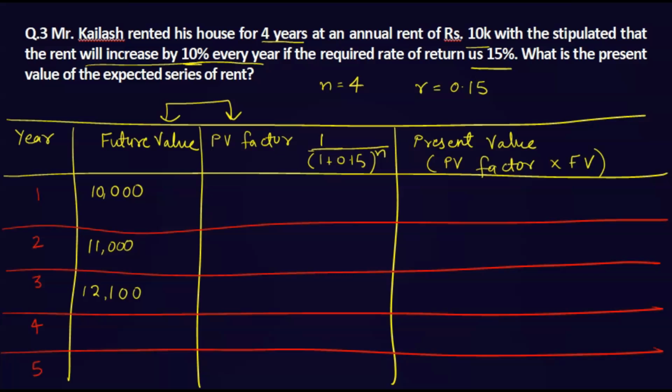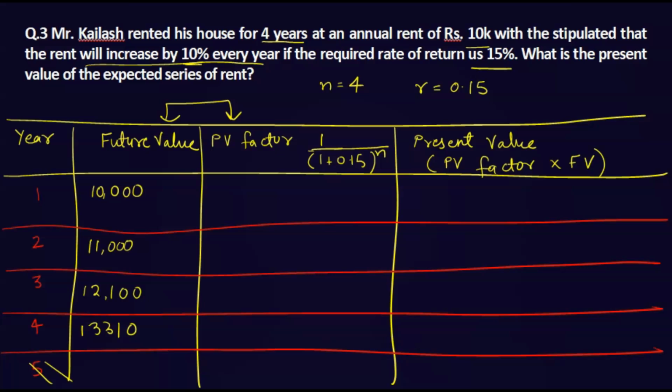Now for the fourth year, only 4 years are there, the fifth year is not there. So for the fourth year, 12,100 plus 10%, it will be 1210. 12,100 plus 1210 will be 13,310. And the rest of the things we can find easily.